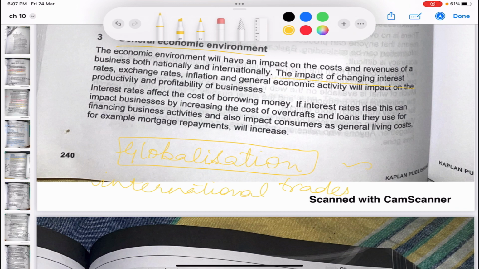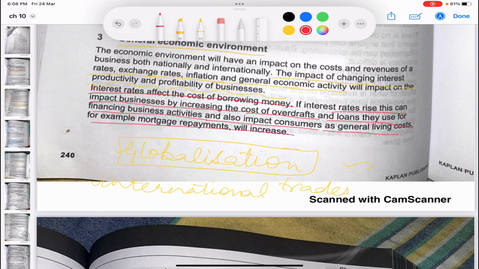The impact of changing interest rates, exchange rates, inflation, and general economic activity will impact the productivity and profitability of the business. Interest rates affect the cost of borrowing money. If there is a high interest rate, you will not borrow. If there is a low interest rate, you will borrow the money. If interest rates rise, this can impact businesses by increasing the cost of overdrafts and loans they use for financing business activities, and also impact consumers as general living costs will increase.